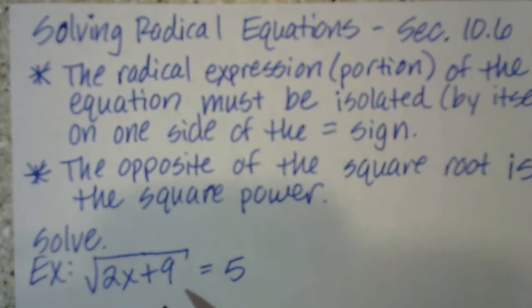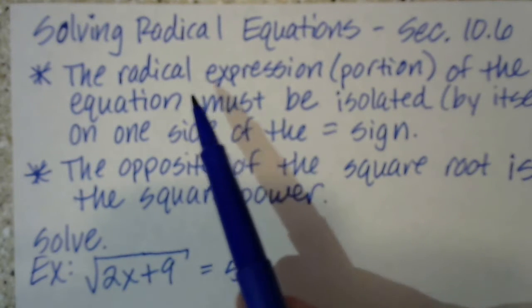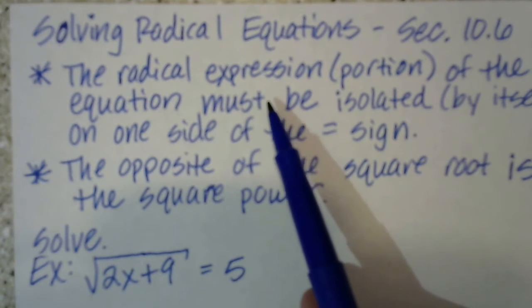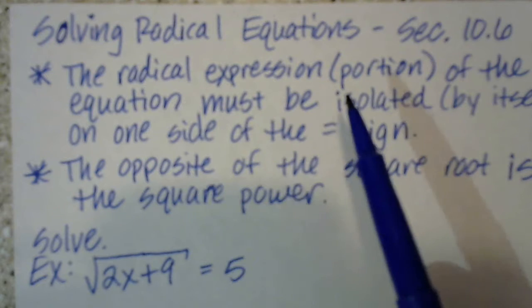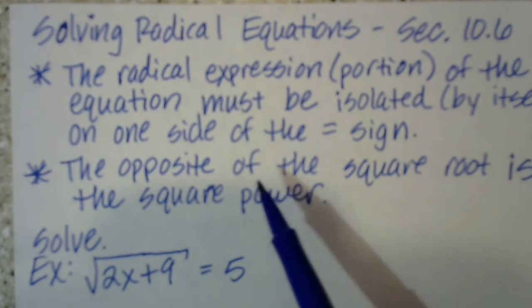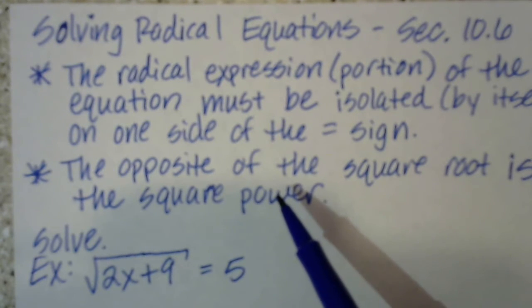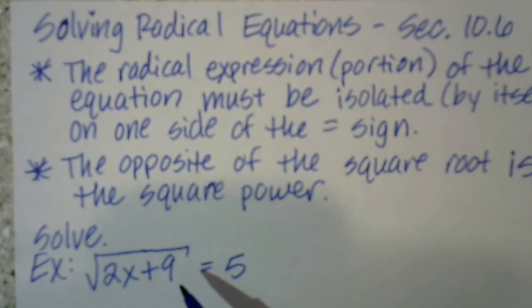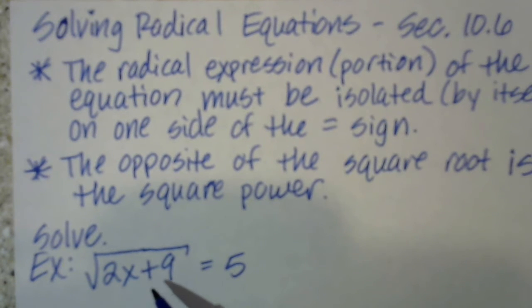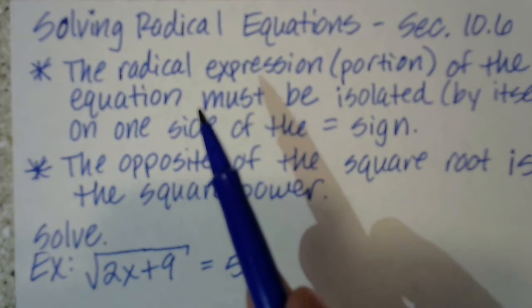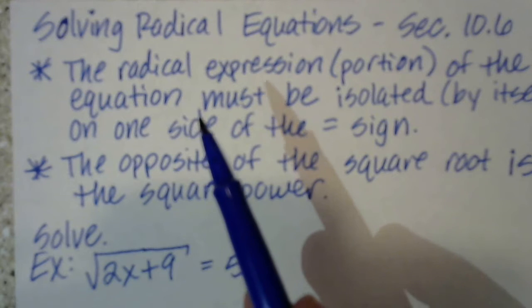In order for you to solve a radical equation, you need to make sure that the radical expression or portion of the equation is by itself on one side of the equal sign. So this one is already set up that way. The radical expression is the square root of 2x plus 9, and it's by itself on the left side of the equal sign. So that part is taken care of in this problem. But that is the first important step to make sure of.